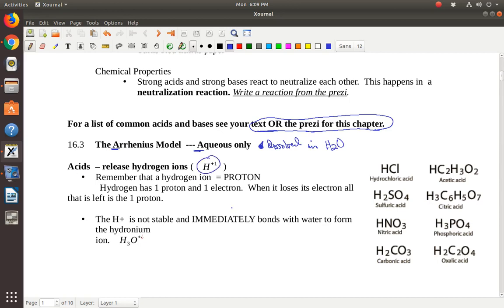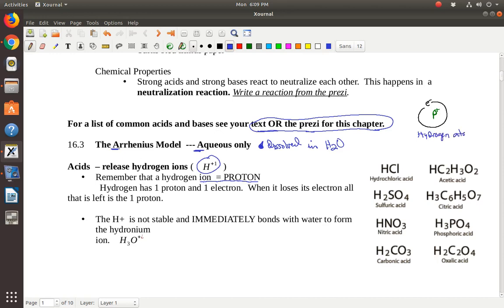Now, one of the more complicated things I think for this chapter is just remembering the three models and what they represent. So remember that a hydrogen ion is actually a proton. Now, in a hydrogen atom, a hydrogen has one proton and one electron. When it loses its electron, all that's left is the proton. So let's just draw a picture of this for a minute. We have a proton in the hydrogen atom, and we have one electron orbiting that proton. Remember, protons are positively charged. So this could be a model of a hydrogen atom.